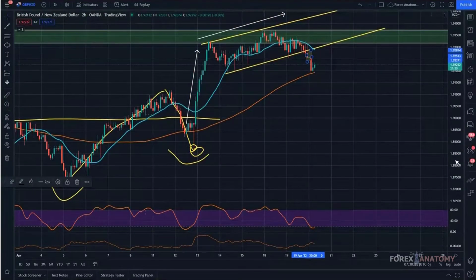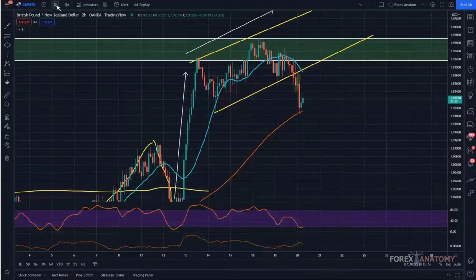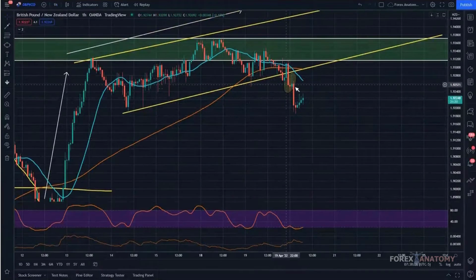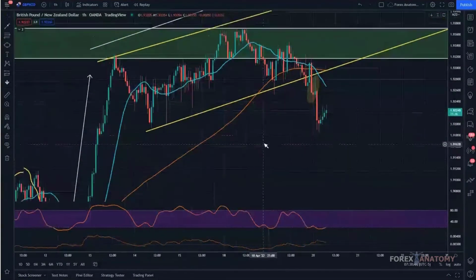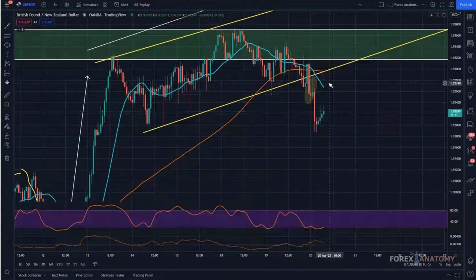And I know I'm on the 2-hour chart. I should have been on the 1 hour, but it doesn't really matter. It's all the same. Let's go to the 1 hour. Okay, so it's still in the same area of hesitation right here, but what we're going to look for is a potential opportunity to sell this on a pullback into the zone.